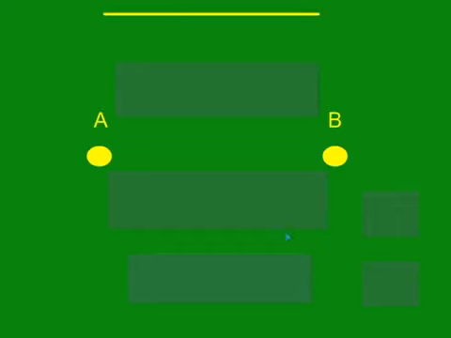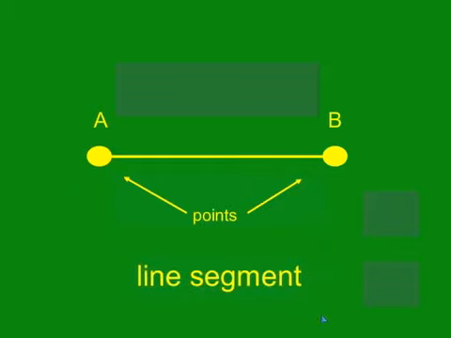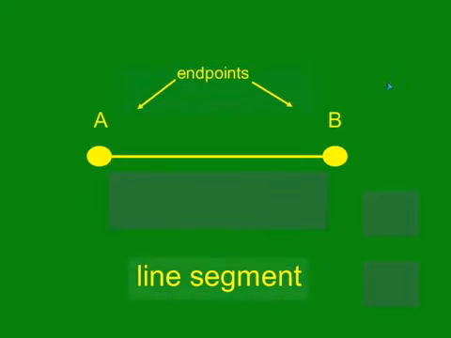Line segments, lines, and rays. Hello, I'd like to introduce you to our friends A and B. They're points. If we take those 2 points and connect them with a line, they become a line segment. And then they become endpoints on that line segment.